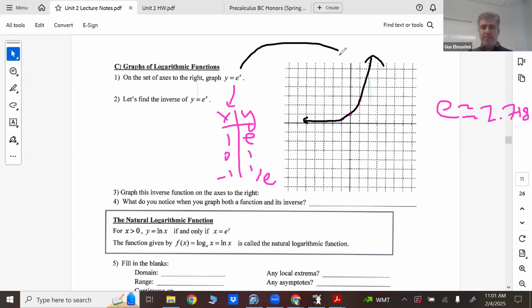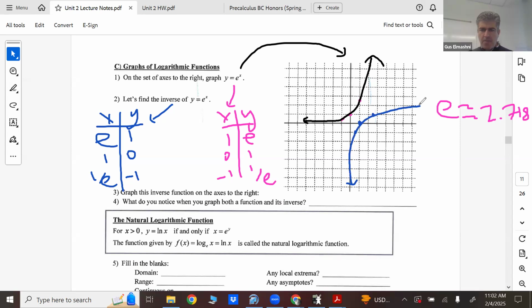So that's that graph, right? Okay, if I want to do the inverse, let's switch colors. How do you do the inverse? What do you do to the columns? Swap them, 100%. E, 1, 1, 0, 1 over e, -1. So e is 2.718, 1, 1, 0. And it's symmetric about what line? Yep, always going to be mirror images about y equals x. Yeah, the inverse is right.